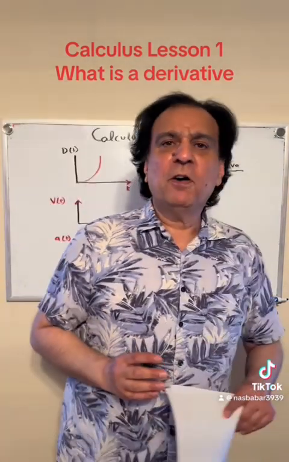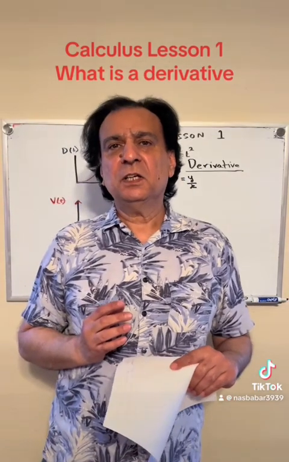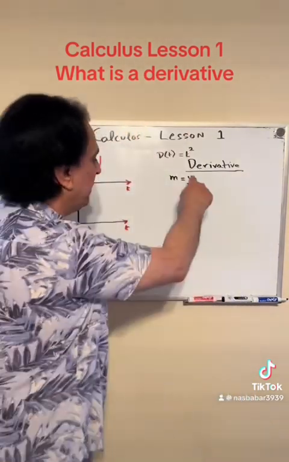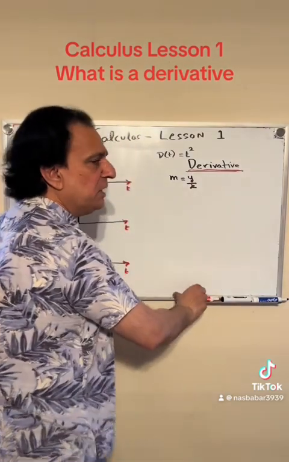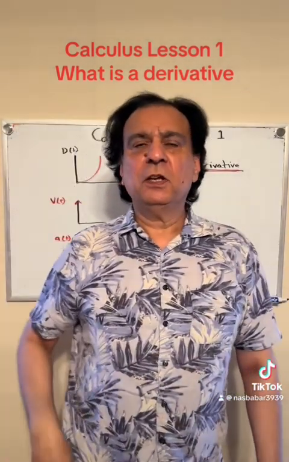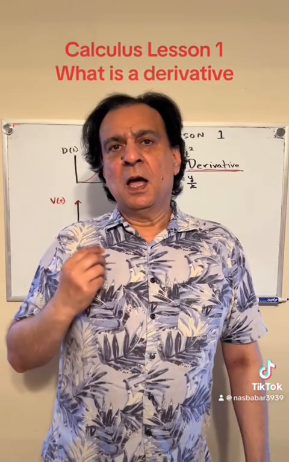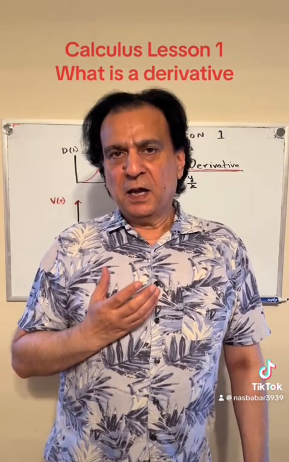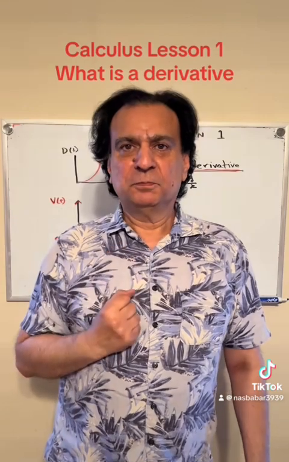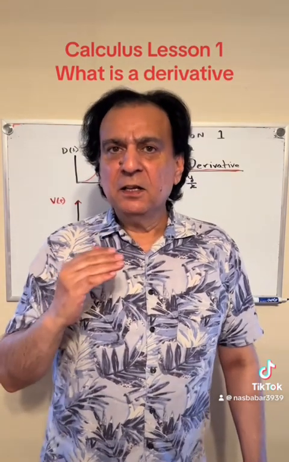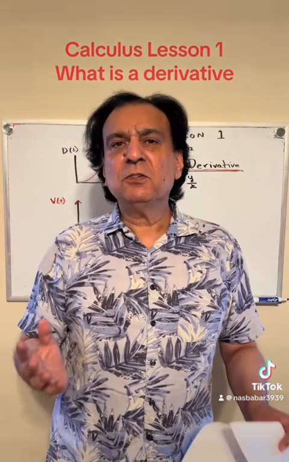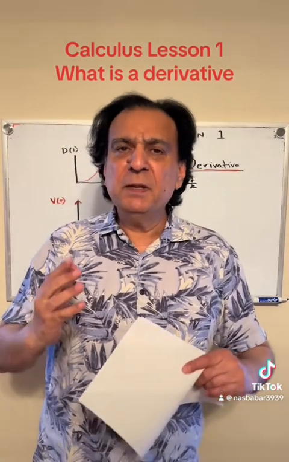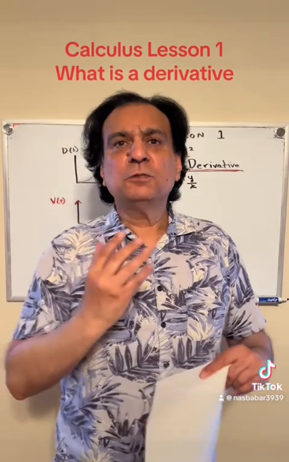If I have to define, the first thing in calculus that we're going to discuss is the derivative. If I have to define what a derivative is in one word, the way I would do it, I would say slope. Slope of a line, slope of a curve, slope of a function. So derivative is nothing but a slope. What it means is that rate of change.